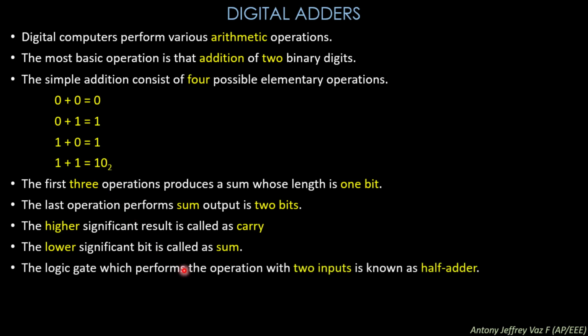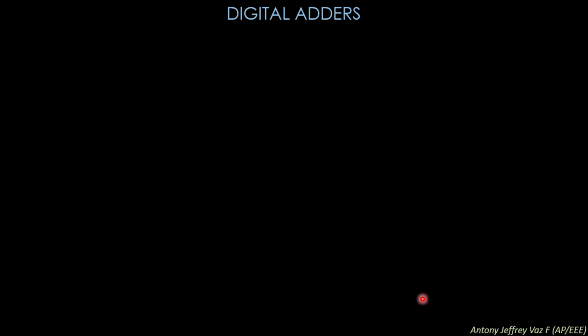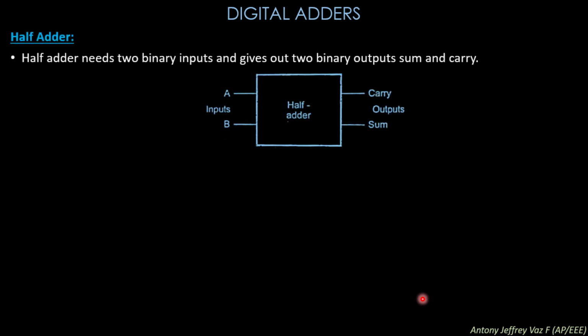The logic gates which perform the operation of addition of two inputs are known as a half adder, and similarly the logic gates which perform the addition of three inputs are known as a full adder. Half adder needs two binary inputs and gives out two binary outputs as sum and carry. So this is the block diagram of a half adder. Here you need to give two inputs A and B to the half adder, and the outputs from the half adder are carry and sum.